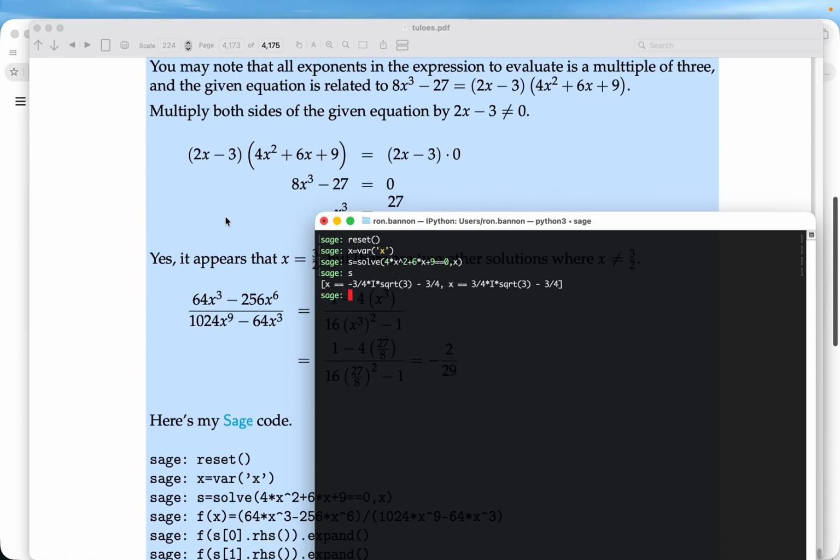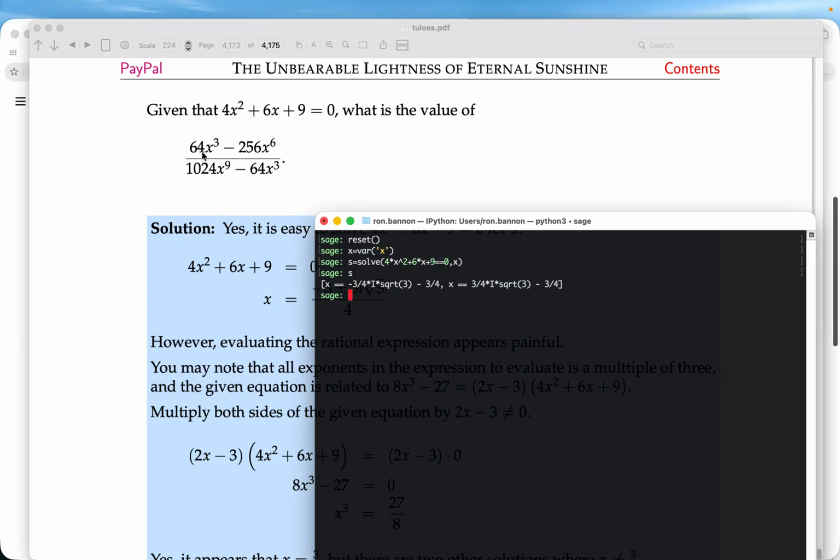So what I want to do now is define this function over here. So f of x is equal to, looking at it, 64x cubed minus 256x to the 6th power, divided by 1024x to the 9th minus 64x cubed. All right? Now what I want to do is access the solutions to evaluate this function.